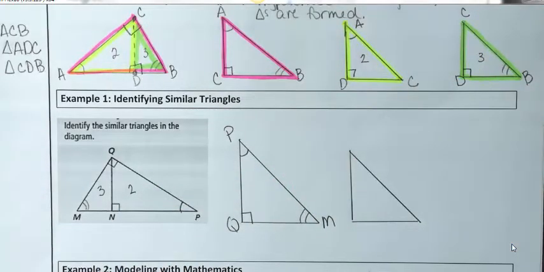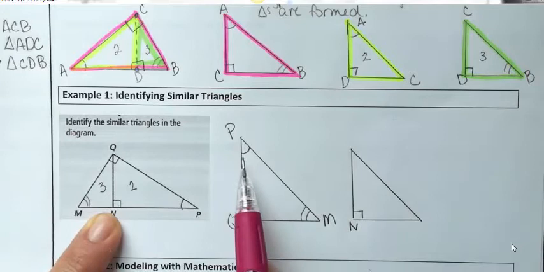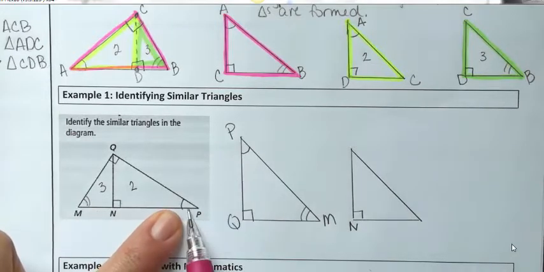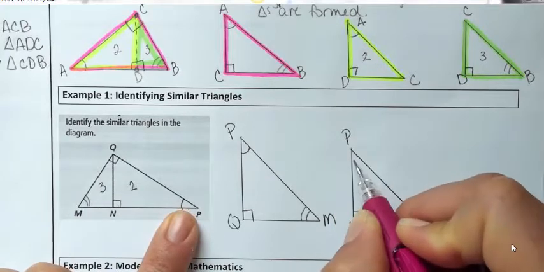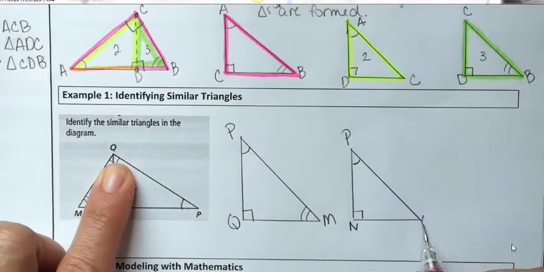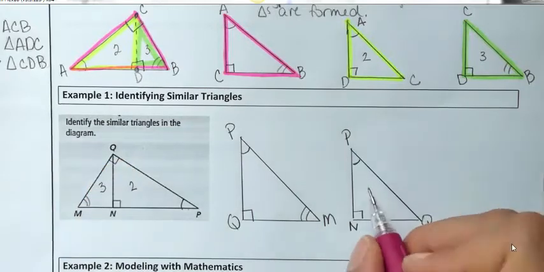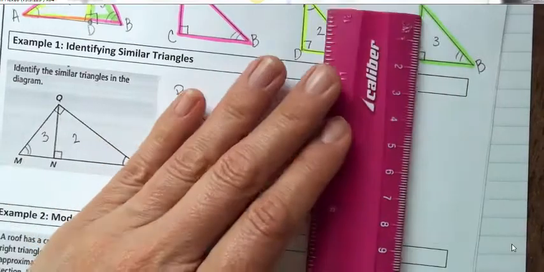Now my right angle is N, right? So this is going to be N. And I want P to be in the same position because P is part of that triangle. So P is going to go up here. And then Q is the last angle in this triangle. So that was triangle 2. And then we'll do the last one.